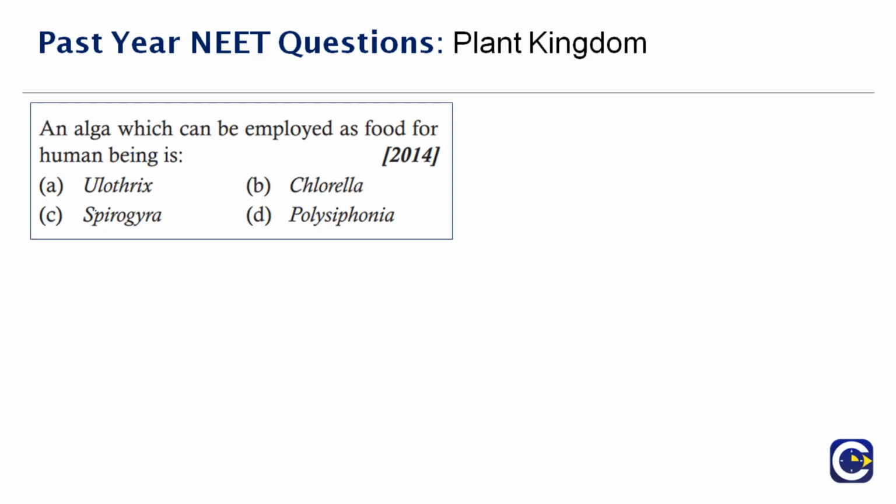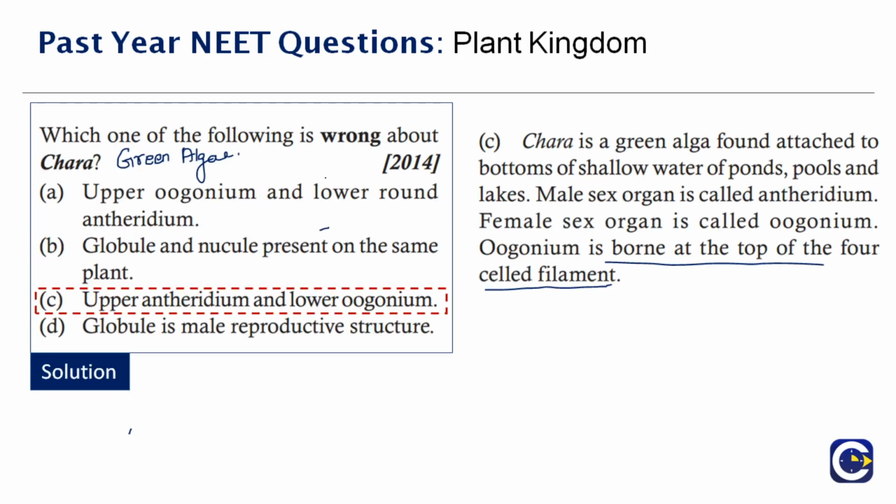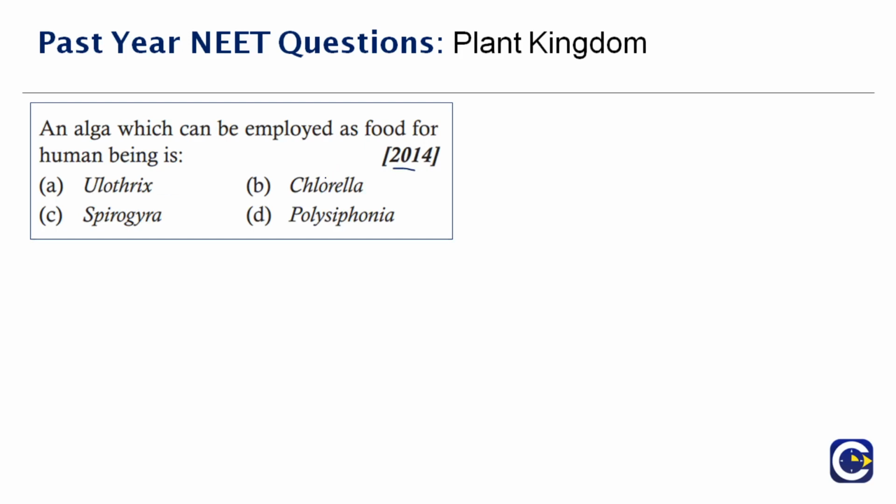Next question. This question was asked in the year 2014. An alga which can be employed as food for human beings. A very easy question, we already saw it in the earlier question, which is used as a space food. We use Chlorella and Spirulina as space food.